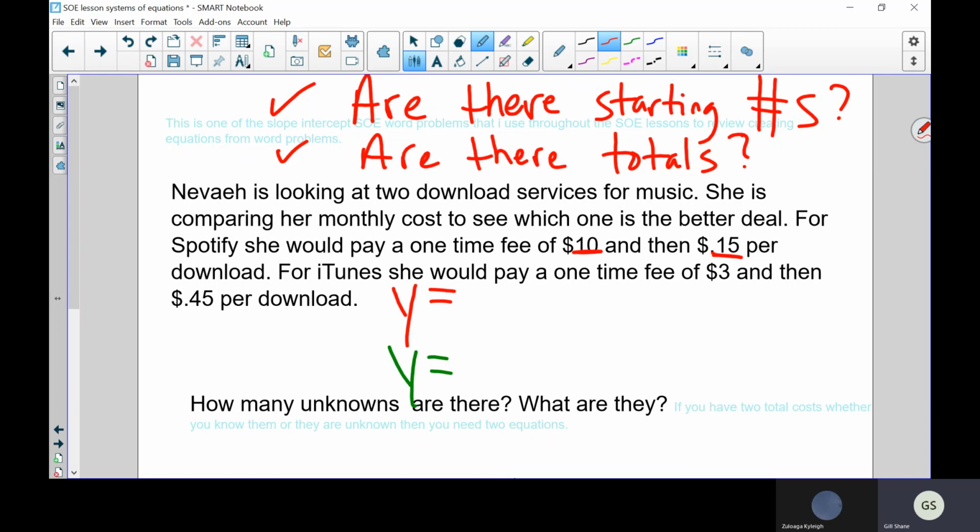So here's how we create the equations then. What is my starting number for Spotify? 10, right? That's before I download anything, I've got to pay that $10. To that, I'm going to add some money. What's the money that I add? It's going to be based on how much I download, which is the download cost. And frankly, it's the only other number in the word problem that's about Spotify. So again, I should not see the 0.45 there, since 0.45 is not about Spotify. It wouldn't go with the 10.